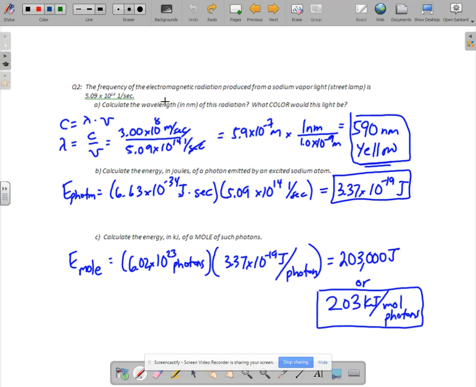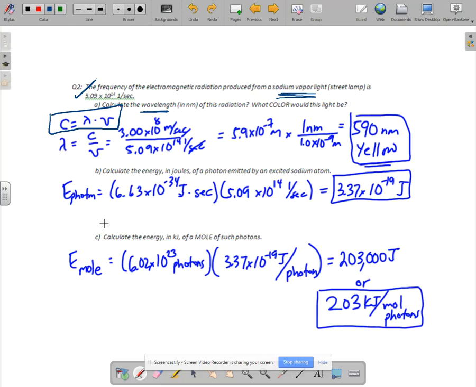This first one asks for the frequency of the electromagnetic radiation produced from a sodium vapor light. By the way, sodium vapor lights: when you're driving down the road and you see a street lamp with that nice yellowy glow, that probably is a sodium vapor light. Very common around here. Let's say it has a frequency of 5.09 times 10 to the 14th. Calculate the wavelength. Well, that's nothing new. We'll use the relationship with the speed of light, and you can solve.